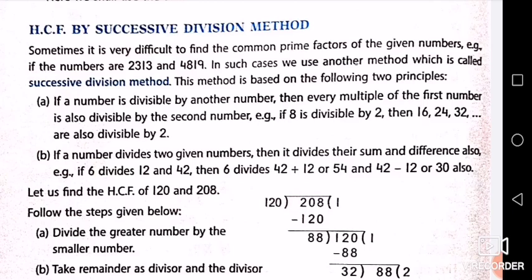If a number divides two given numbers, then it divides their sum and difference also. Example, if 6 divides 12 and 42, then 6 divides 42 plus 12, which is 54, and 42 minus 12, which is 30, also. So let us find the HCF of 120 and 208 by using the successive division method.